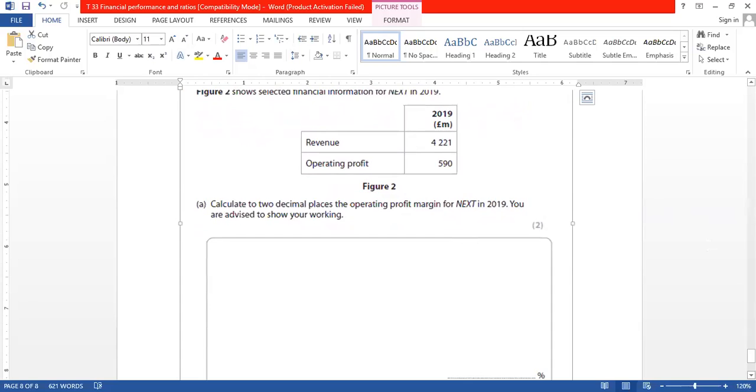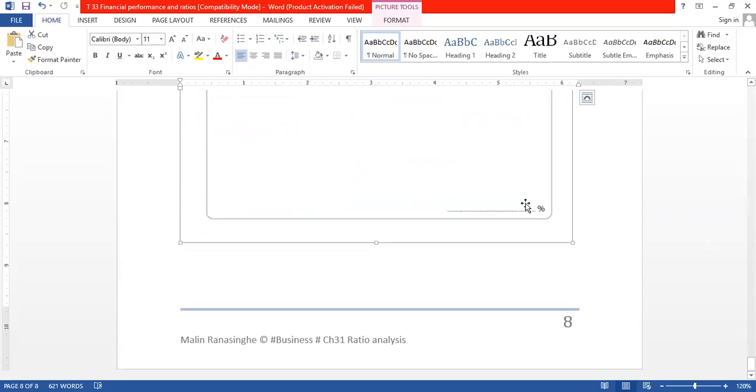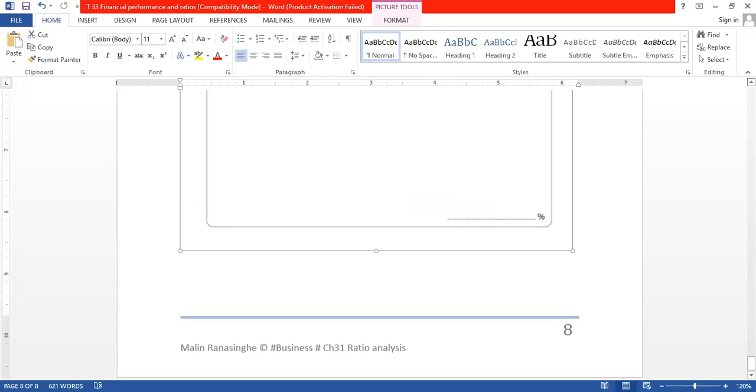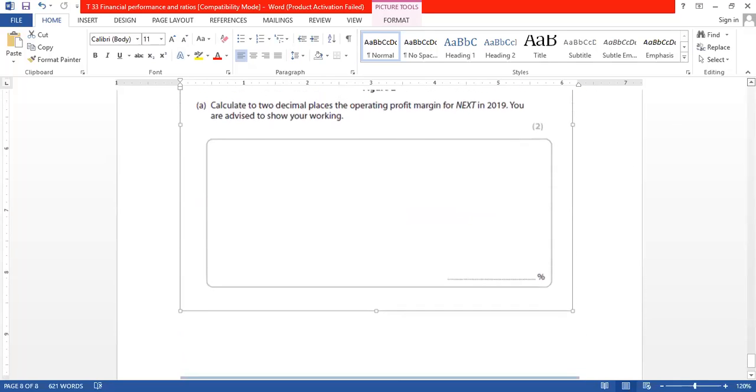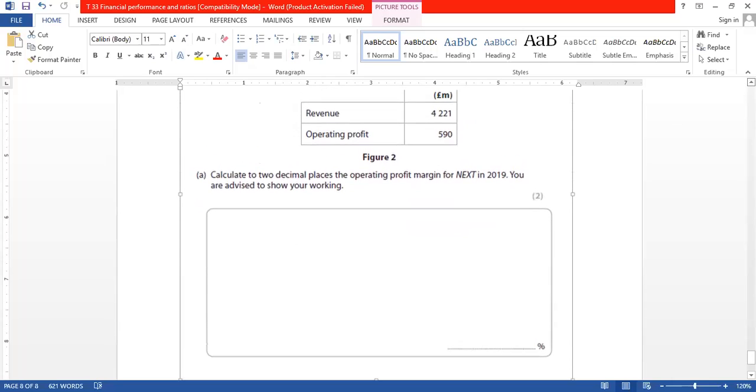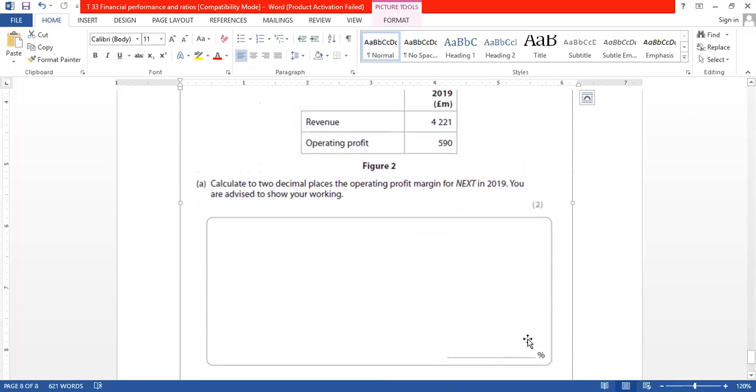So you're advised to show your working. They're giving a box here, and in the answer they are giving a percentage sign. So here you have to just write the answer in the line, because the percentage sign is already given. In questions normally they give the percentage sign in the answer box. But in some questions, for example in a school paper, if you're not given the percentage sign, please put the percentage sign in your answers.